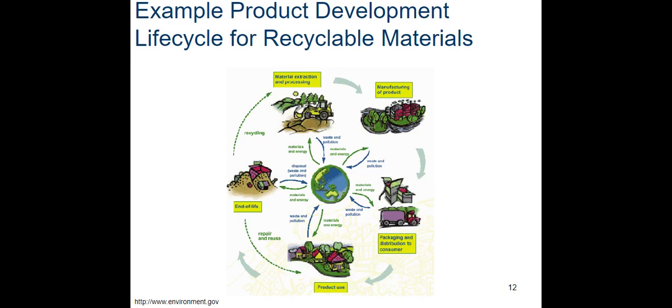This is an example of a product development life cycle for recyclable materials. At the top center, we've got the materials extraction and processing, which is getting the materials out of the earth. Then after that, it gets manufactured and then gets packaged and distributed to the customer. Then it gets used. Sometimes it'll be repaired and reused. But if it doesn't get repaired and reused, hopefully it will be recycled rather than end up in a landfill that we can see here.